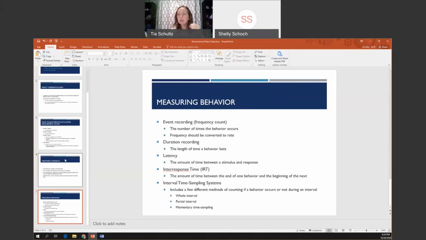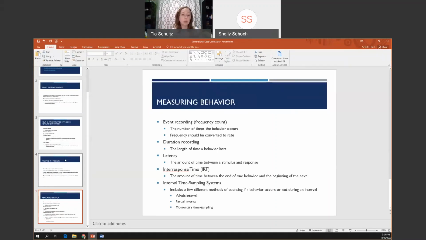But the different ways to measure the intervals are whole, partial, and momentary time sampling. With intervals, you'd have intervals set up, and whole interval means that during that whole interval, the behavior was occurring. And if it was, then we count it. So you might think of it as ones and zeros. It happened the whole interval, we count it; it happened for part of the next interval, then we don't count it. And partial interval is just the opposite.